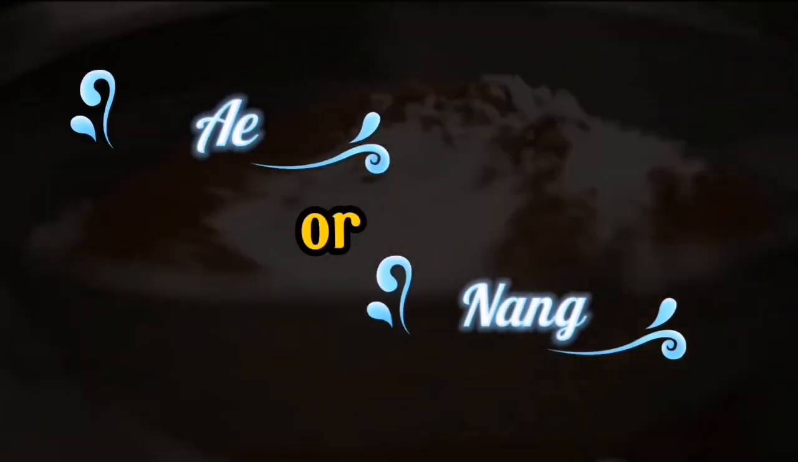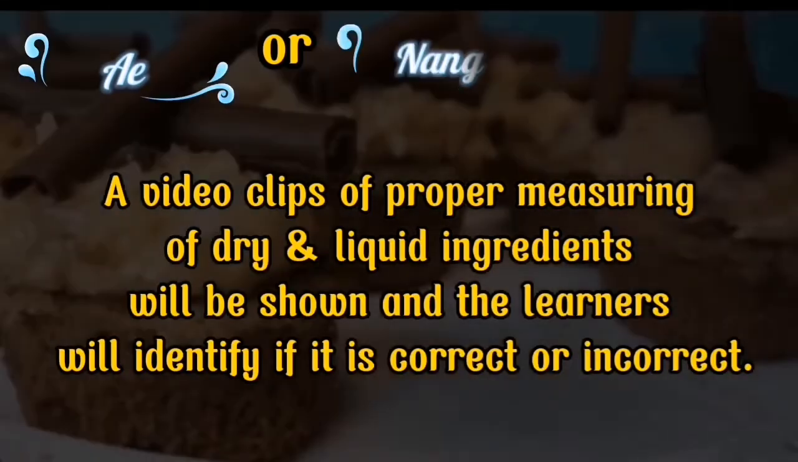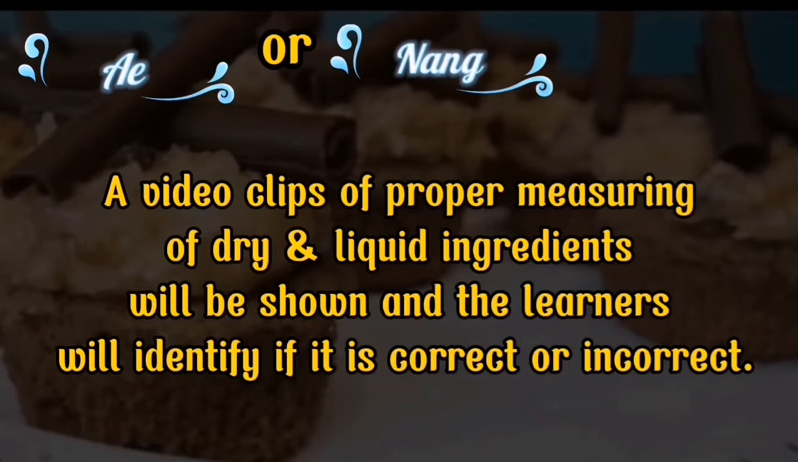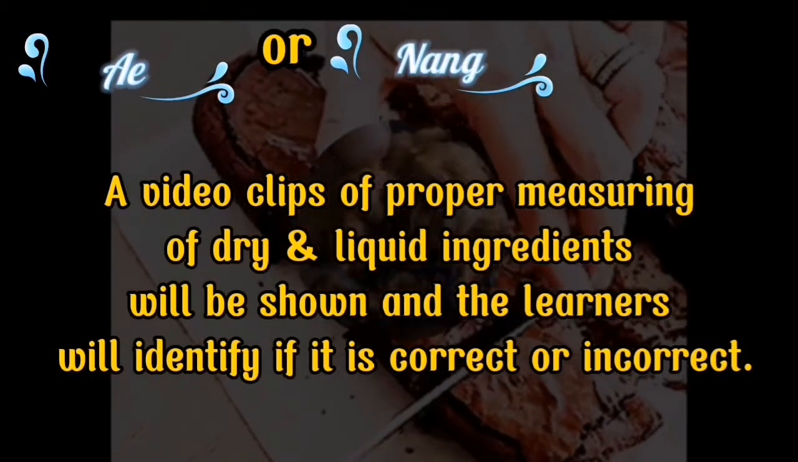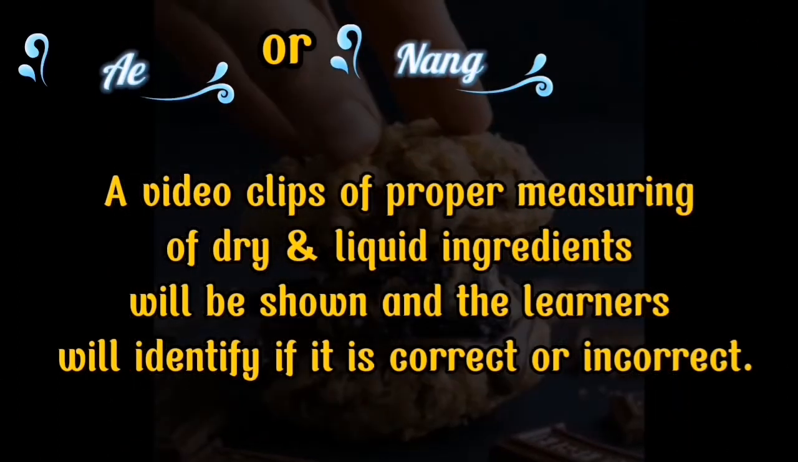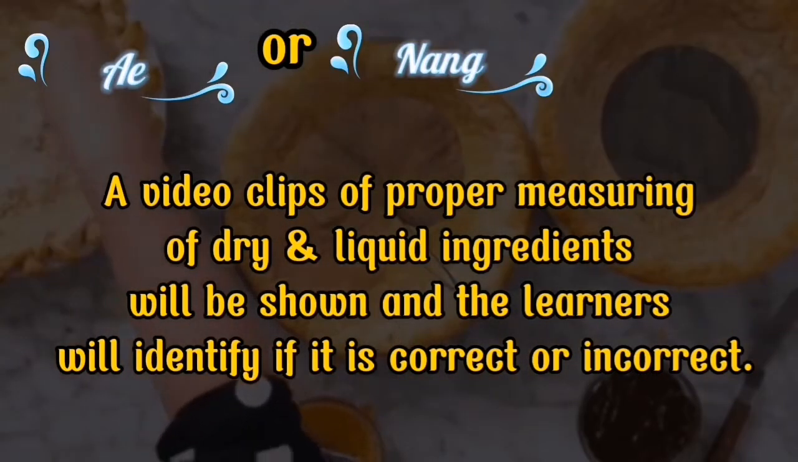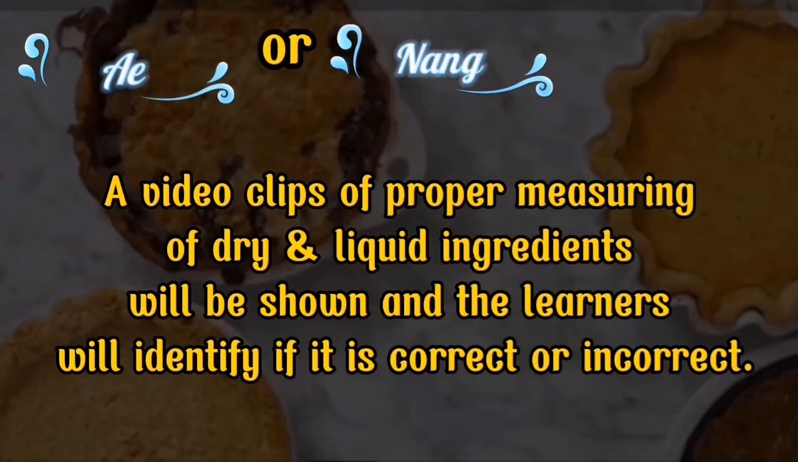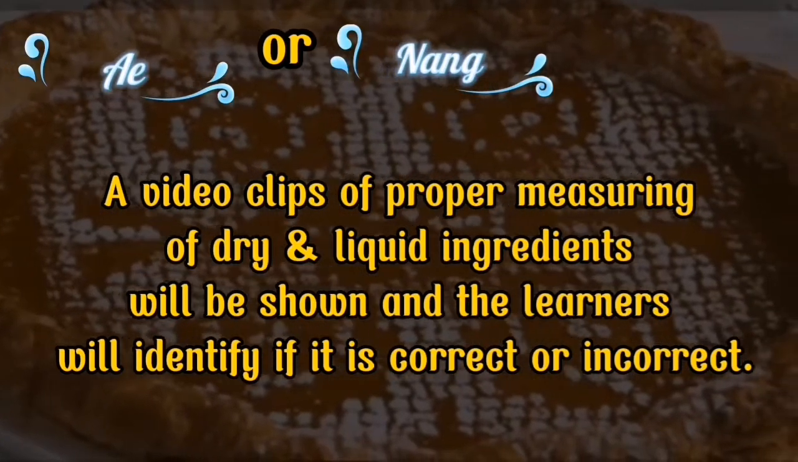It's a Blaan word. A means yes and Nang means no. So I will be presenting video clips showing the proper and improper way of measuring dry and liquid ingredients. What you will do is identify if it is correct or incorrect. If it is correct, you will say A. And when it is incorrect, you will say Nang. Is that clear? Are you ready?